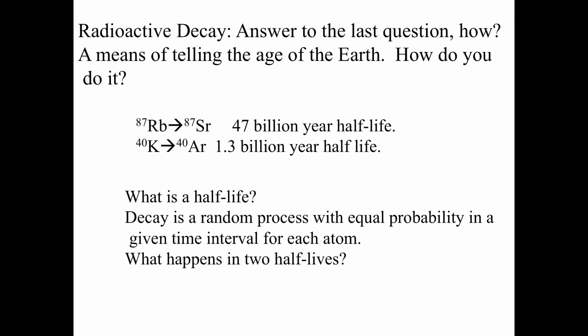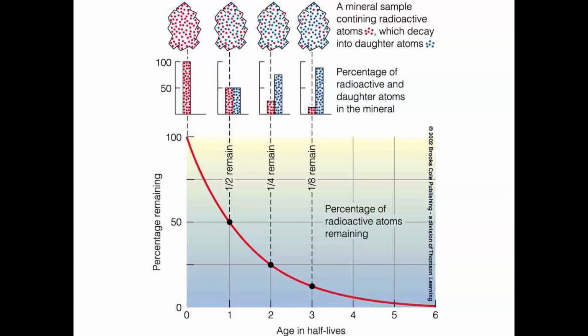A half-life is the amount of time it takes for half of the material in the parent sample to decay to become the daughter sample. So this decay is a random process with an equal probability in a given time interval for each atom, but statistically it all works out. So after 2 half-lives, a quarter of the material is left over, and after 3 half-lives, an eighth of the material is left over, and you wind up with a chart like this.